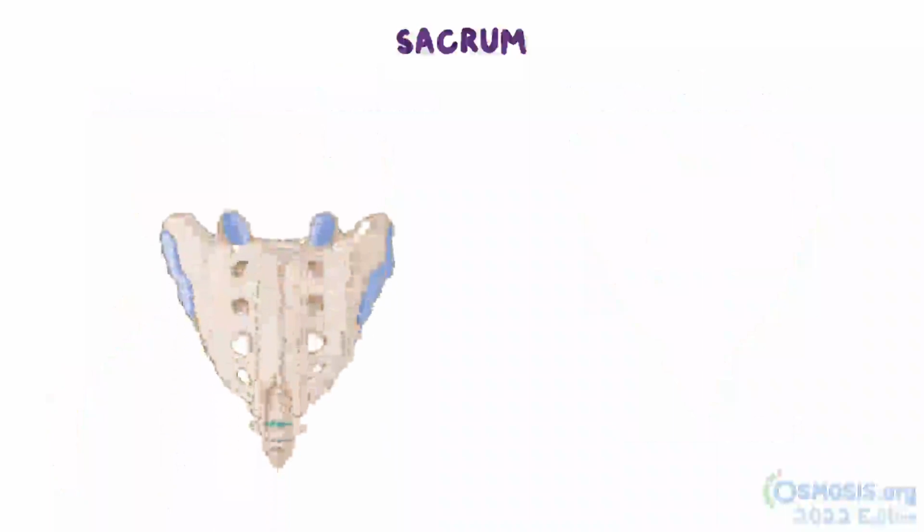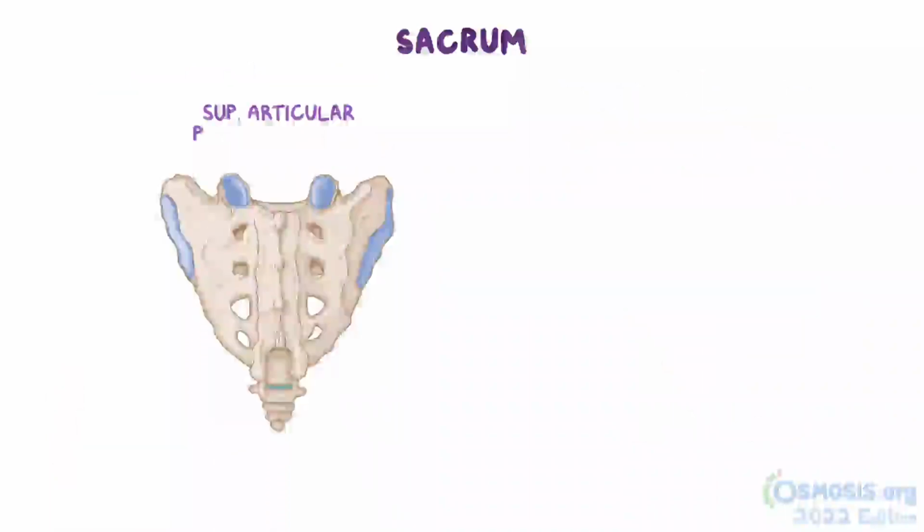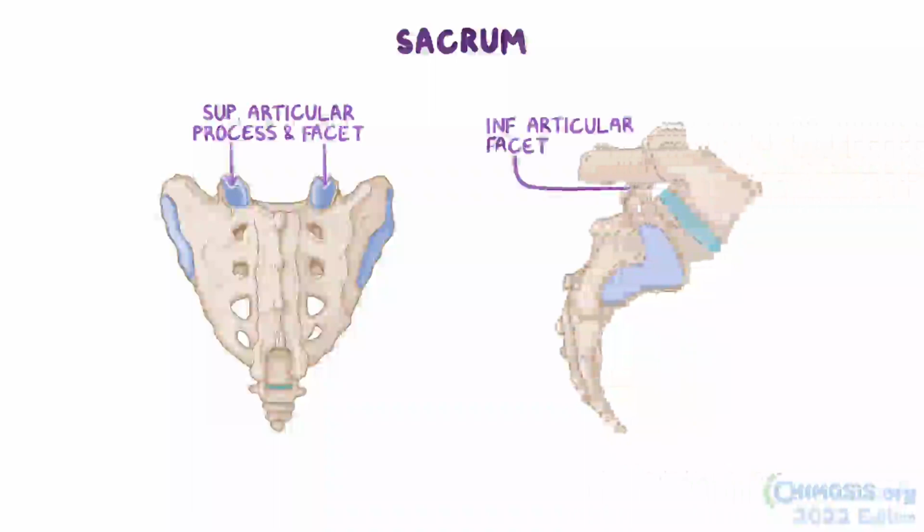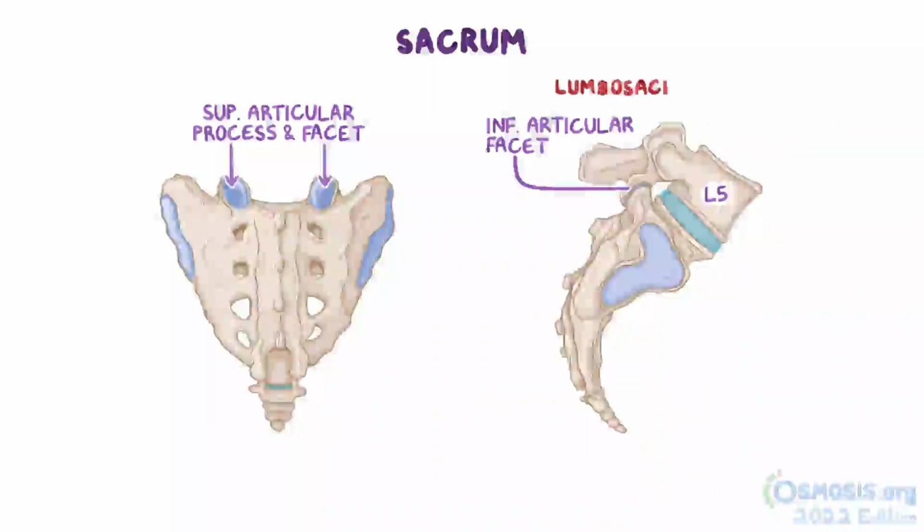Also in the posterior view, we can see the superior articular processes of S1 and their corresponding superior articular facets on the dorsal aspect, which articulate with the inferior articular facets of L5 at the lumbosacral angle, which can vary between 130 and 160 degrees.